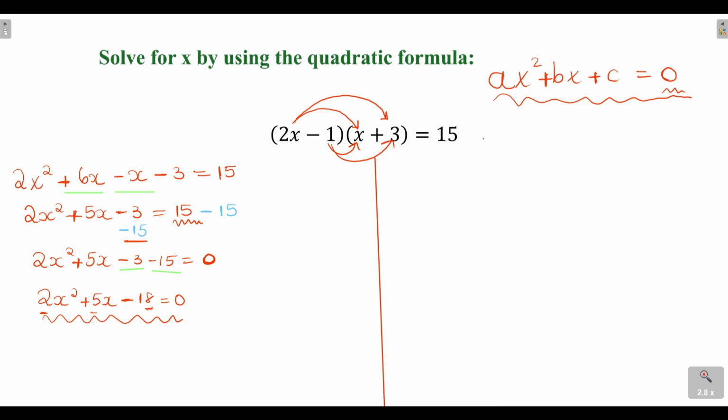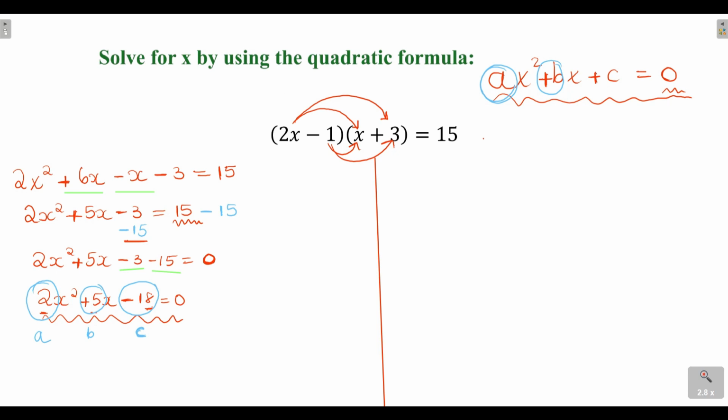All right, so let's continue. In this case, what is our a? Our a is the coefficient of x squared, so our a is 2. What is our b? Our b is positive 5, the coefficient for x. And what is our c? Our c is our constant, and our c is negative 18.